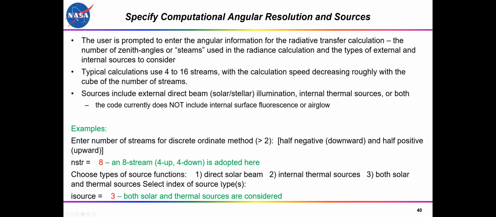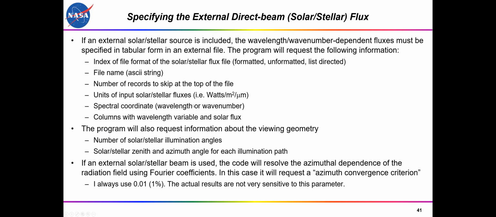You can choose whether or not you're using a direct solar beam, internal sources, or both. That's the way you specify that. At this point, you can only specify a single external direct beam source. Some of my friends in the exoplanet community would like a couple of suns in their calculation. So maybe someday I'll ask you, how many stars would you like to illuminate your planet, and give the user a choice? Okay, and it'll just have to go through a list. So here I'm going to choose both solar and thermal. I'm going to do a bolometric calculation.